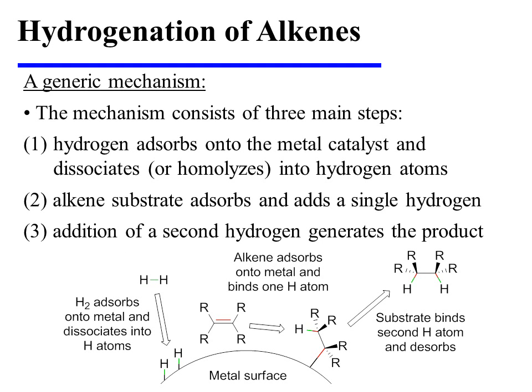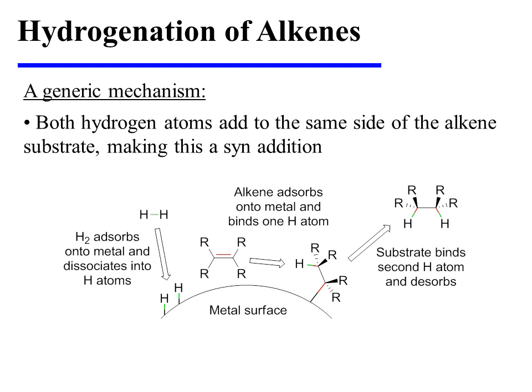This is a reaction for which a typical curved arrow mechanism is not typically drawn. However, we can still break the mechanism into three main steps. In the first step, hydrogen adsorbs onto the metal surface and dissociates, or homolyzes, into two hydrogen atoms. Secondly, the alkene substrate adsorbs onto the metal surface as well, and it then adds a single hydrogen. Finally, the addition of a second hydrogen to the substrate generates the product, which desorbs from the metal surface.